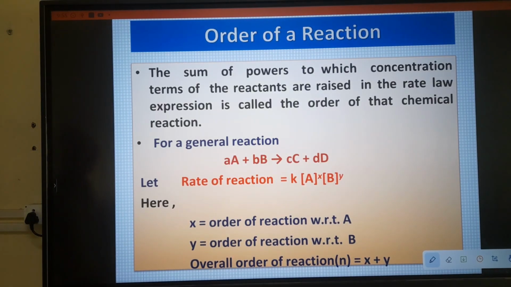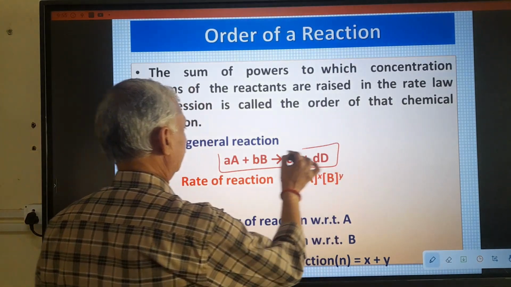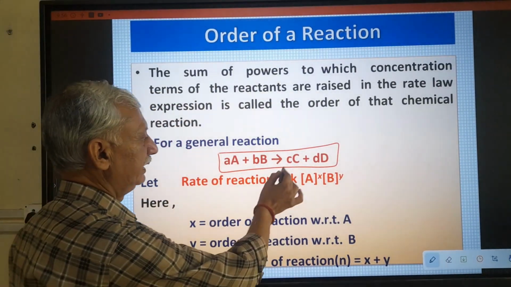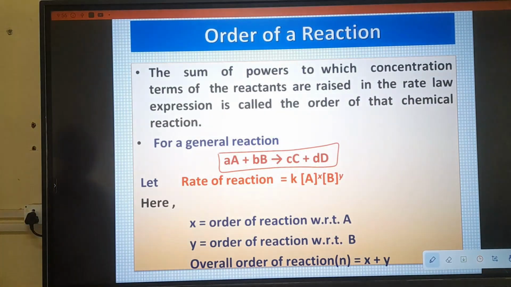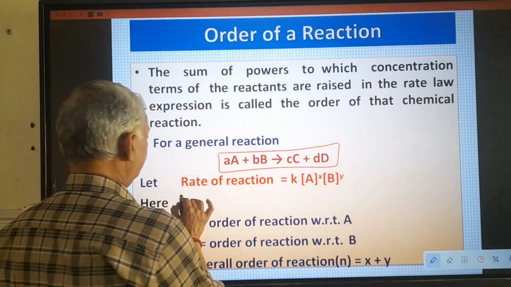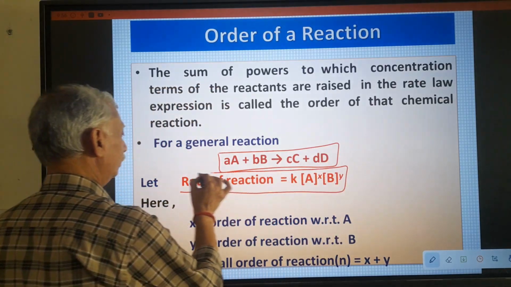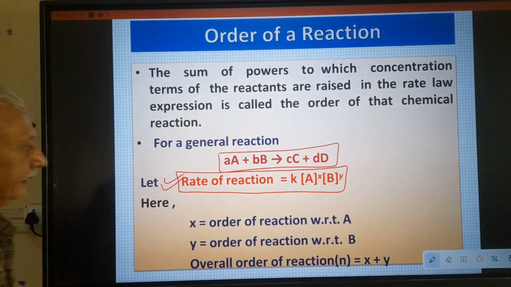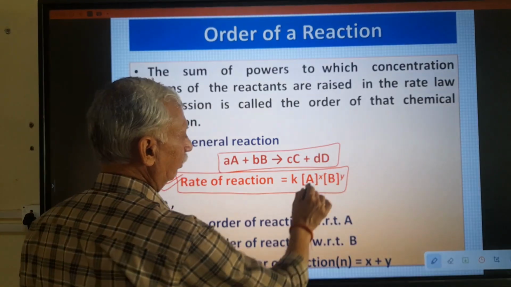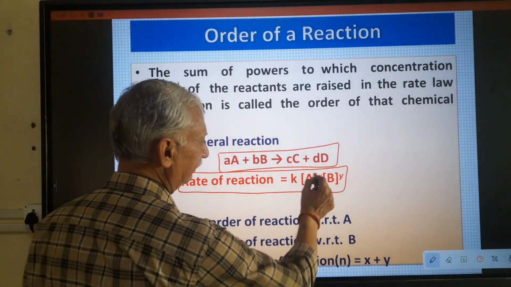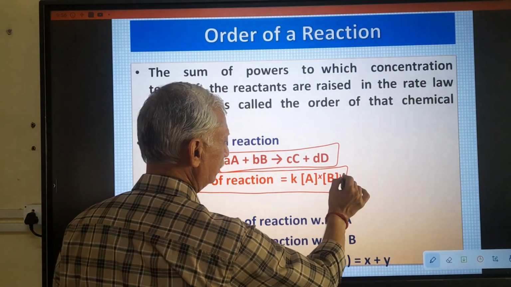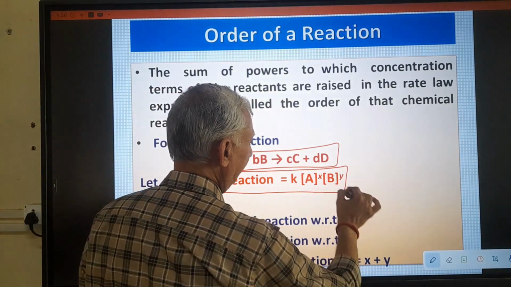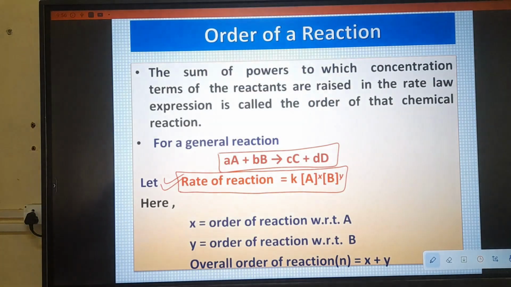Now what is the order of the reaction? Just before, we discussed this equation where capital A and B are reactants, capital C and D are products, and small a, b, c, d are their stoichiometric coefficients. This is the mathematical expression for the rate law: the rate of the reaction is equal to the rate constant k, times the molar concentration of reactant A raised to power x, times the molar concentration of reactant B raised to power y. As we have already studied, the values of x and y are determined experimentally.